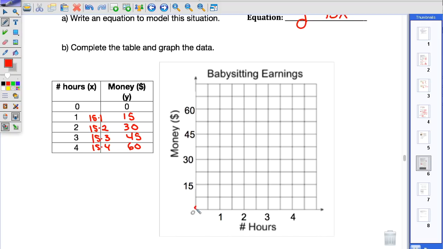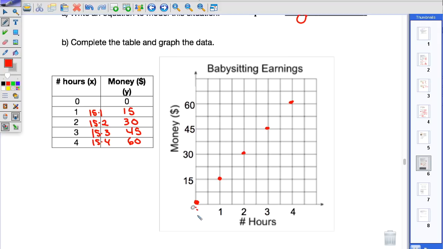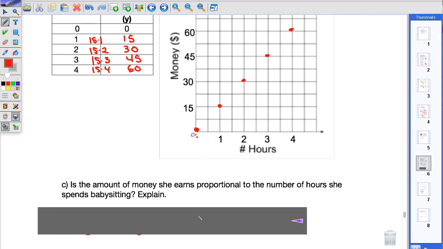So at 0, 0, she's not making any money. She's not working. At 1, she makes $15. 2 hours, $30. 3 hours, $45. And 4, $60. If we were to connect the lines, we can see that it would be a straight line that passes through the origin. This is your origin right here at 0, 0. So since she's making $15 per hour, that's your constant of proportionality.